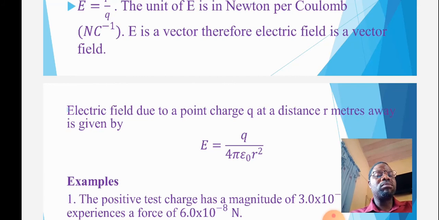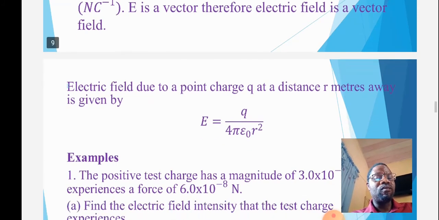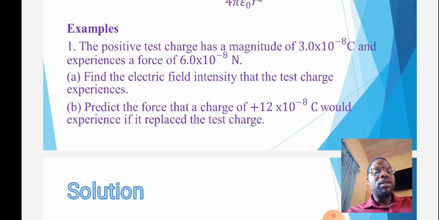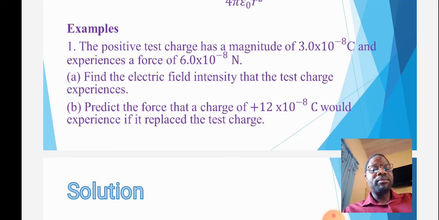Example 1. The positive test charge has a magnitude of 3.0 times 10 to the power minus 8 coulomb and experiences a force of 6.0 times 10 to the power minus 8 Newton. Question A. Find the electric field intensity that the test charge experiences. B. Predict the force that a charge of plus 12 times 10 to the power minus 8 coulomb will experience if it replaces the test charge.